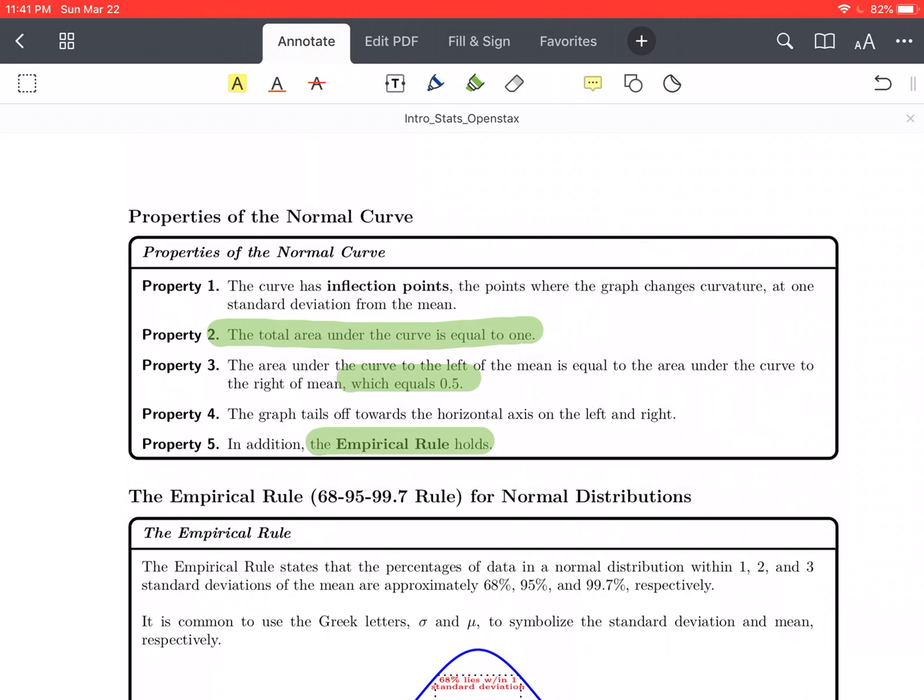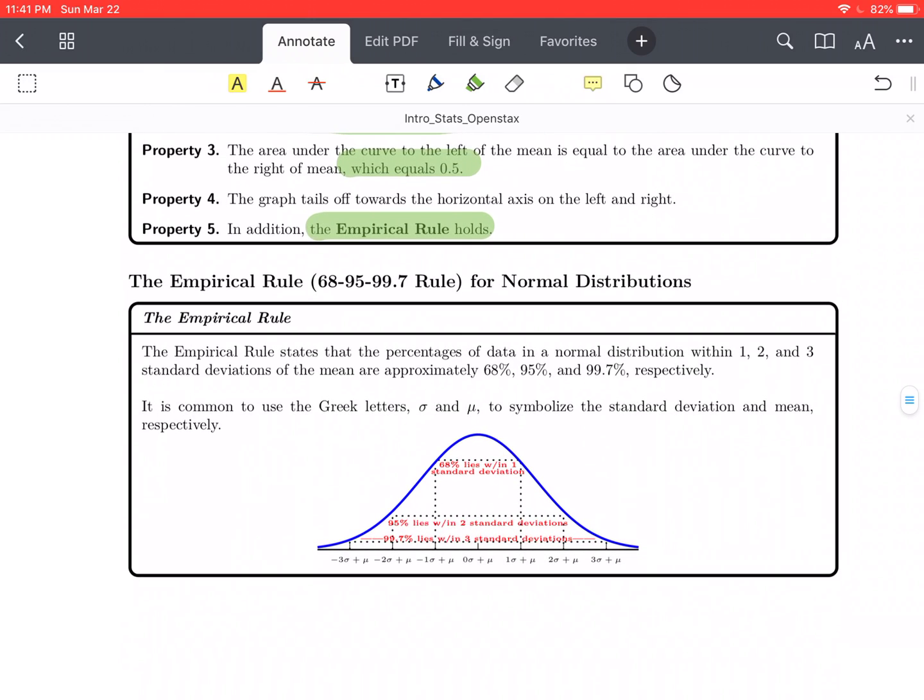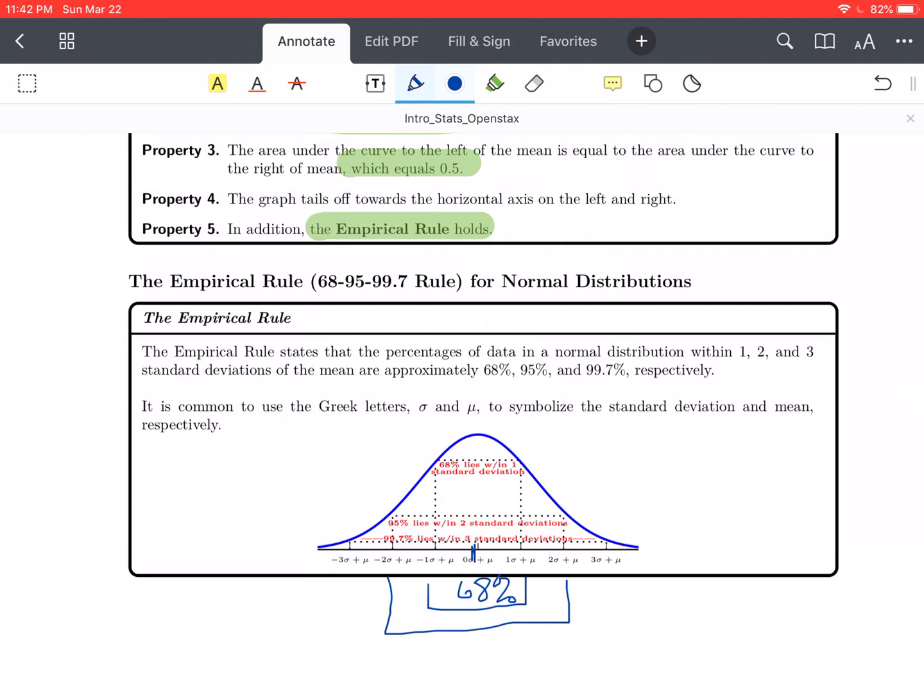holds for this one. Just as a reminder, what the empirical rule says is that as long as we are within 1 standard deviation of the mean, so here's the mean right in the middle, 68% of our data lies within 1 standard deviation. Okay? And then if we move out one further, to 2 standard deviations from the mean, now we have 95% of our data lying within 2 standard deviations of the mean.